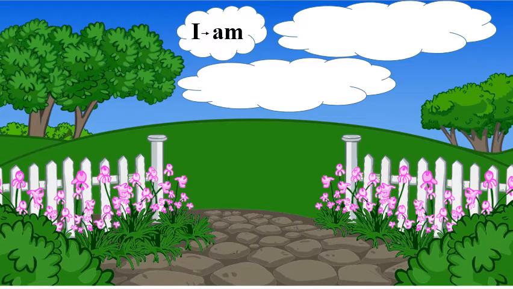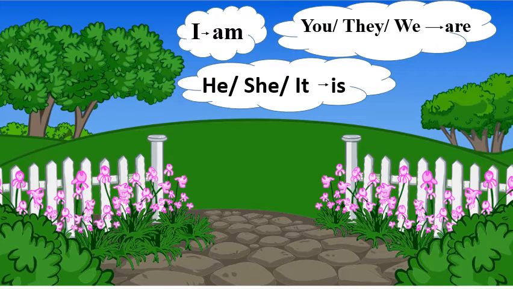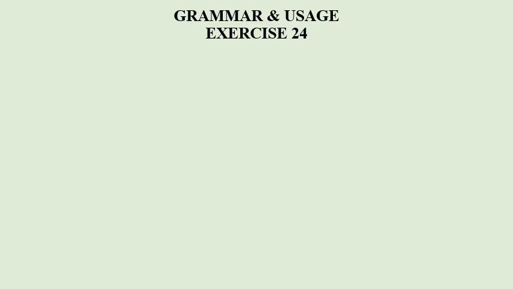Dear students, now recall what you have learnt about the verbs is, am, are. Am is used with pronoun I. Are is used with you, they, we. And is is used with he, she, it. Now I think we are capable of filling the exercise 24 of our grammar and usage book. Now we are going to fill grammar and usage exercise 24.